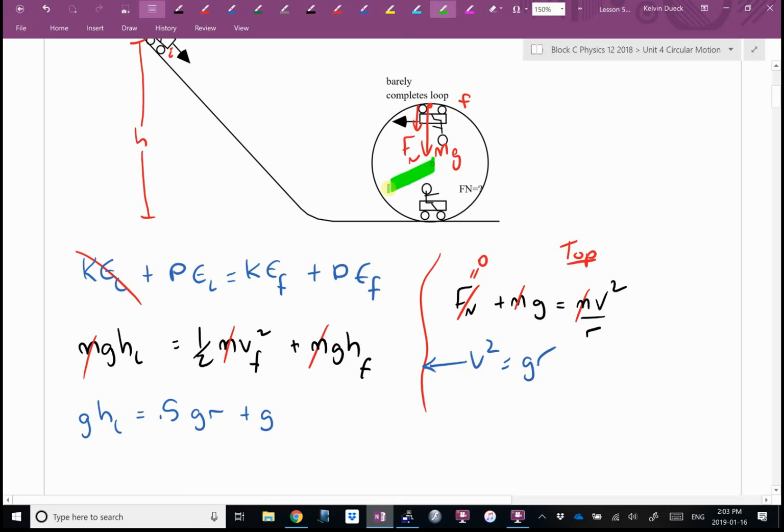What do I call that distance there? What letter do I use for that? How far from here to here? R. Yes? Okay. How far from there to there? What's another way to write the height?